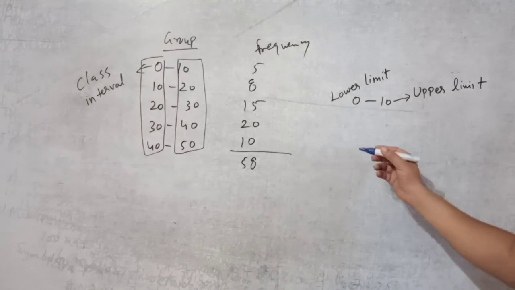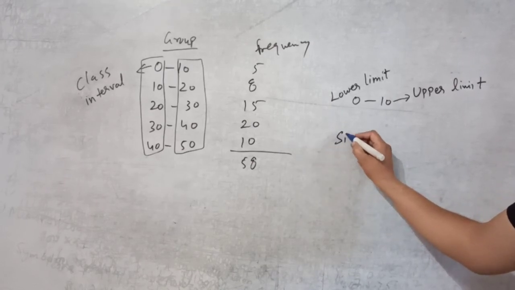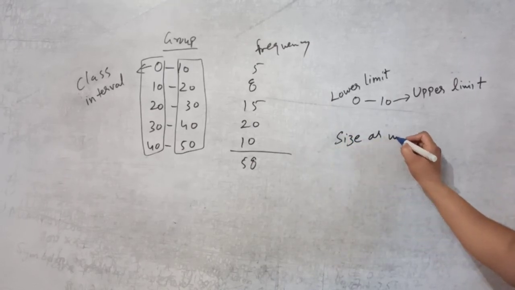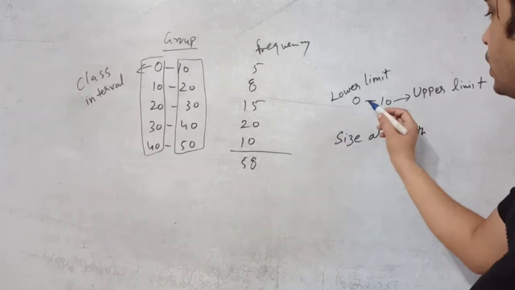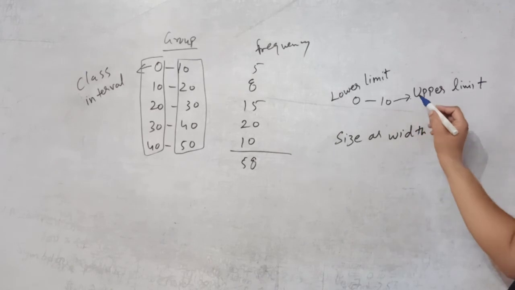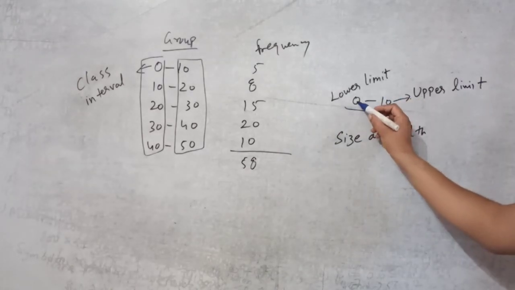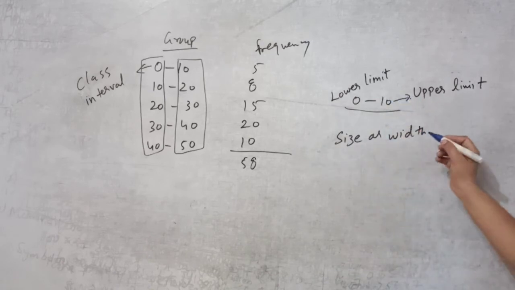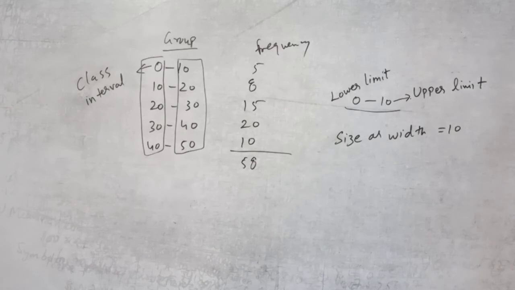Now the size, we are talking about the size or the breadth. In the size or the breadth, what we are seeing? We are seeing that in this lower limit and this upper limit, we are seeing this class interval. So in this class interval, what is the size? From 0 to 10, what is the size? The difference we are seeing, how much difference is there? 10 difference is there.